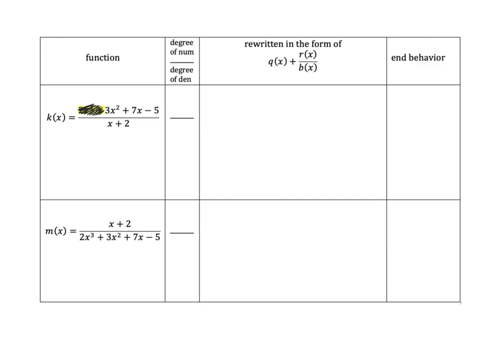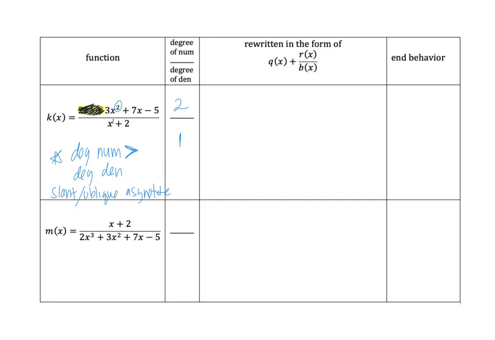This time, if you look at the degree in the numerator is 2, and the degree in the denominator is 1. Notice the degree in the numerator is greater than the degree in the denominator. When that happens, we'll summarize this later, you end up with something called a slant or an oblique asymptote. And I'll show you what I mean when we do our long division.